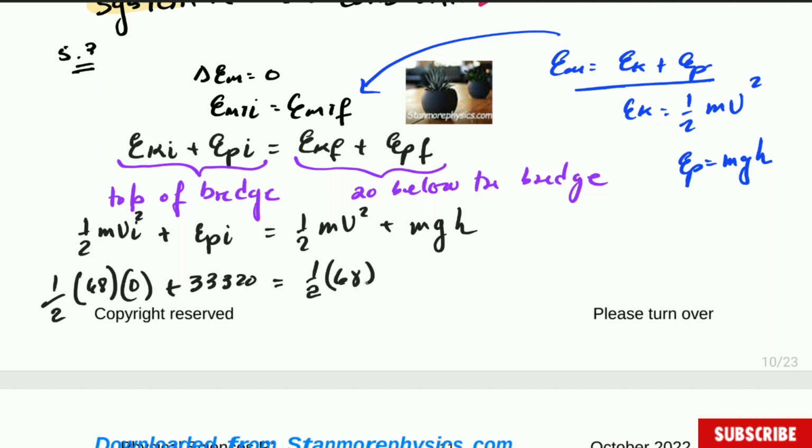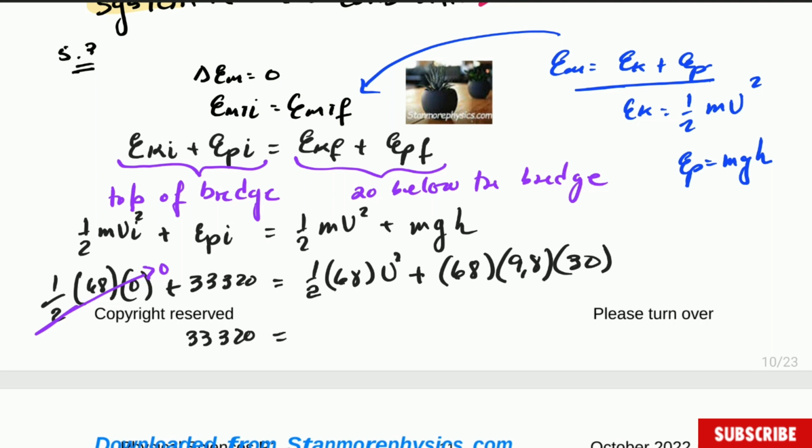Mass is 68. This V is what we are looking for. Plus 68 multiplied by the 9.8. Now height from the ground is going to be 30 meters. Be careful with that one. And the rest is calculation. So for instance, you can see that this one is 0 because every number multiplied by 0 is 0. So what we have, 33,320 equal to 34 v squared plus, and here you will get 19,992.